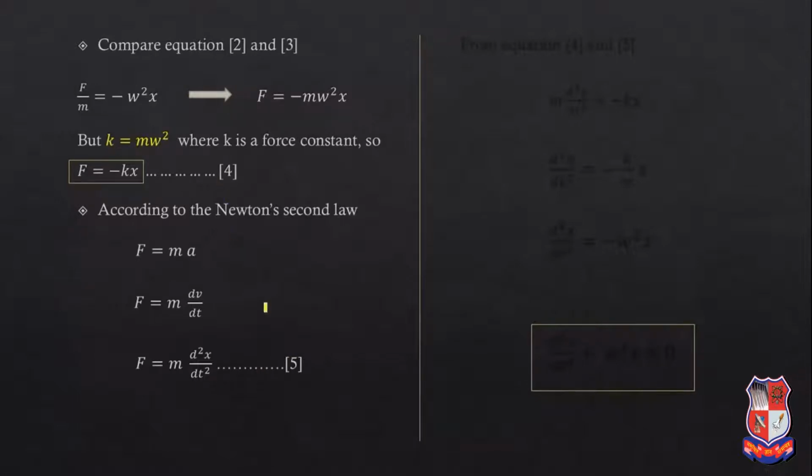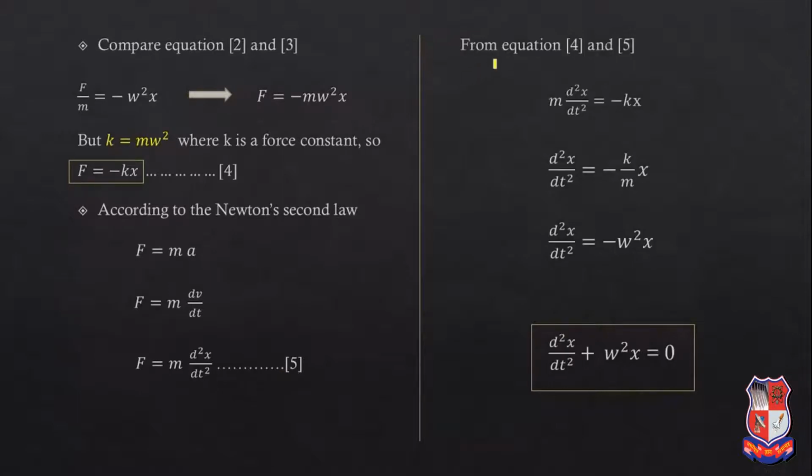So from our equations number 4 and 5, we can conclude something different. From equations 4 and 5, m d square x by dt square, this term from equation number 5, is equal to minus kx, that is from equation number 4. So d square x by dt square, bringing this m to the right hand side, is equal to minus k by m into x.